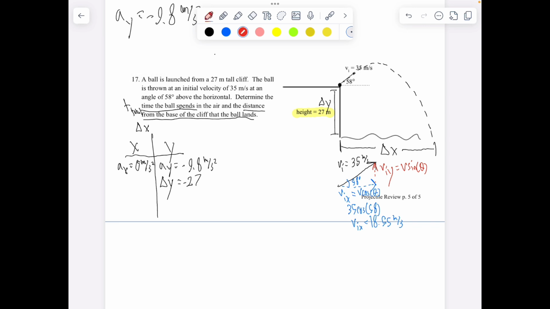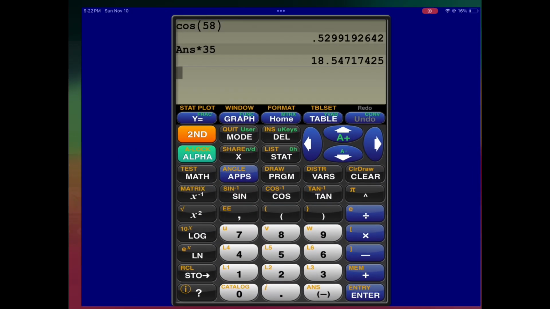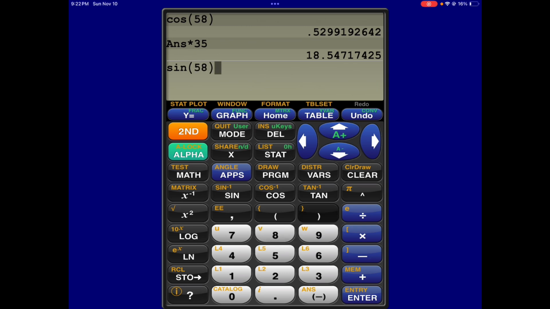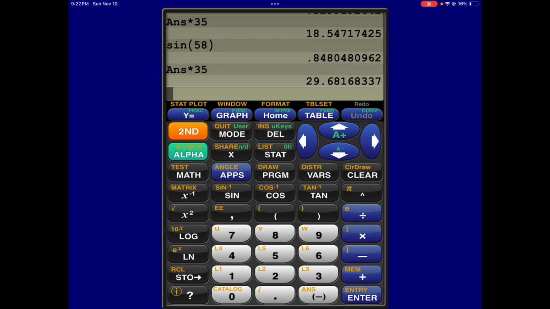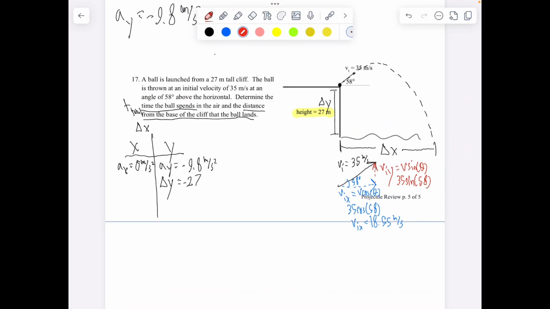Let's do our y direction. Here, we're saying, again, that velocity is 35. The angle is 58. We're just using sine this time. So you want to say sine of 58, multiply that by 35. 29.68. And that's our initial velocity in the y.